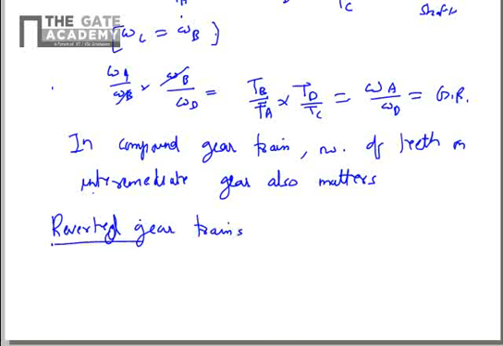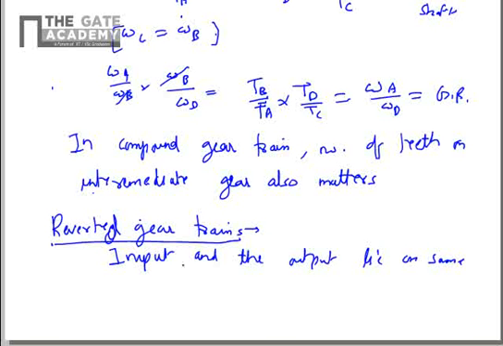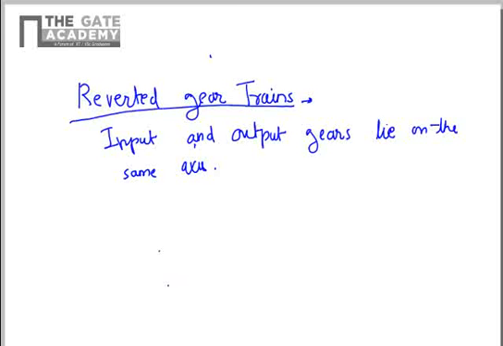In this case, the input and the output lie on the same axis. They are not connected to each other, otherwise you will not get any speed reduction. They just lie on the same axis. So I'll draw a sketch for that. Let's say this is the input shaft. This is the input gear. Then you have another gear where it is meshing. Then you have the shaft of that.